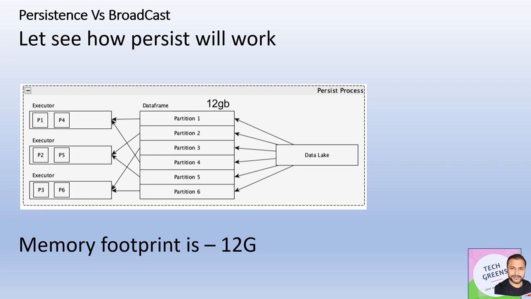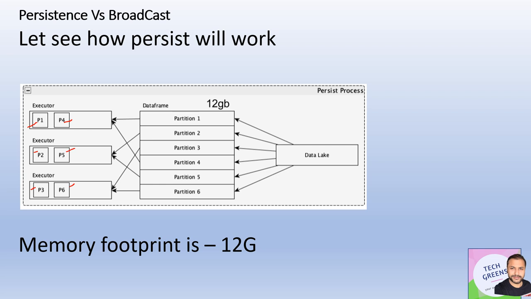Let's see how persist works first. So this is our 12 gig data frame or data set. It has 6 partitions. I picked it from some data lake or external source, and in my cluster I only have 3 executors. So 2 partitions will go to each executor, in round robin fashion: 1, 2, 3, it'll come back again, partition 4, then 5, then 6. In the round robin fashion, it will be distributed to the available executors to process those data sets, to apply the transformations on those partitions.